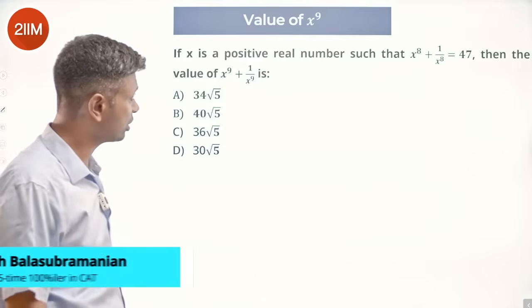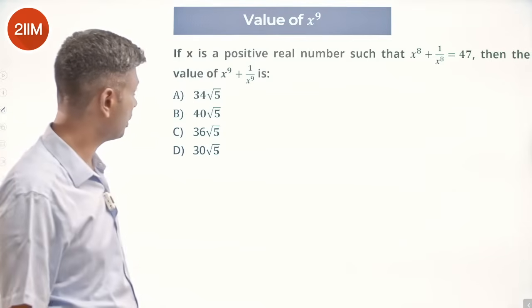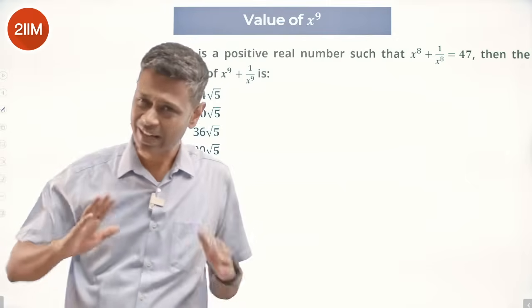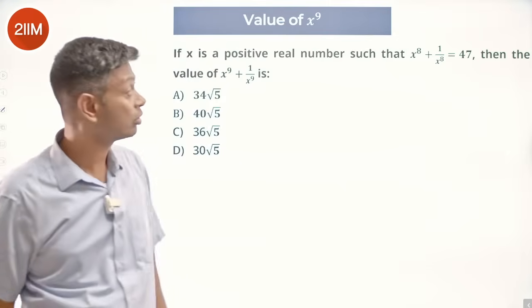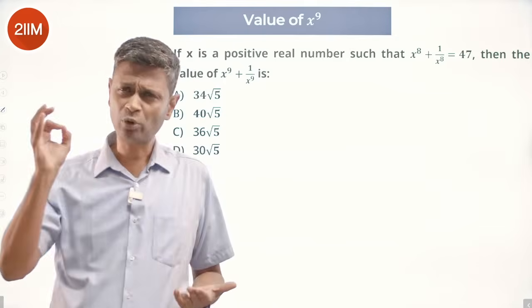If x is a positive real number such that x^8 + 1/x^8 is 47, then find the value of x^9 + 1/x^9. Standard question, nothing dramatic about this. It all depends on this one funda.